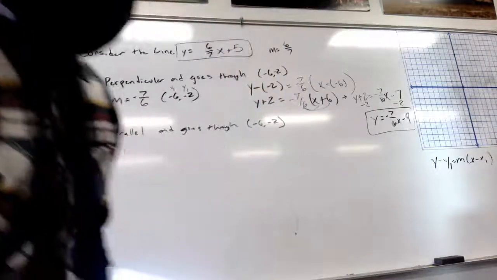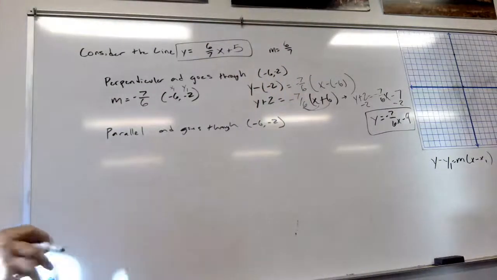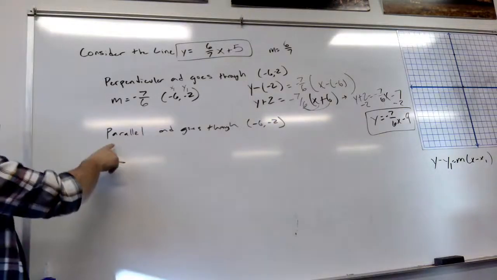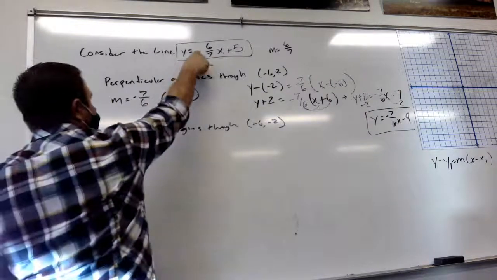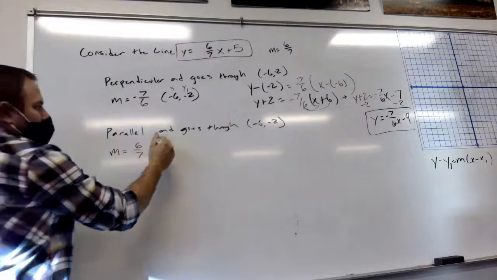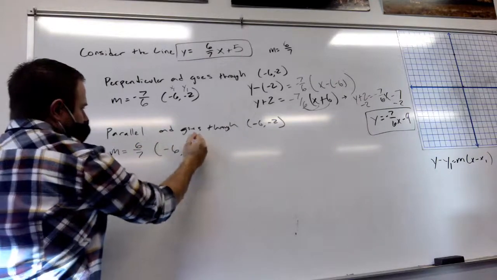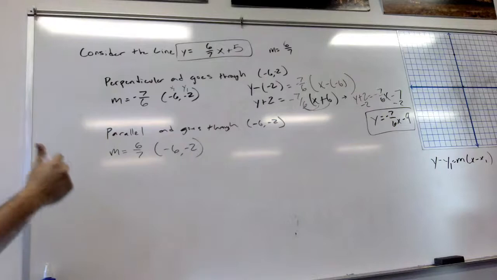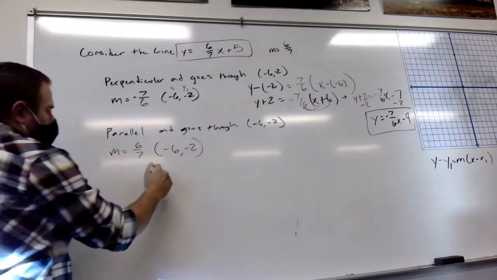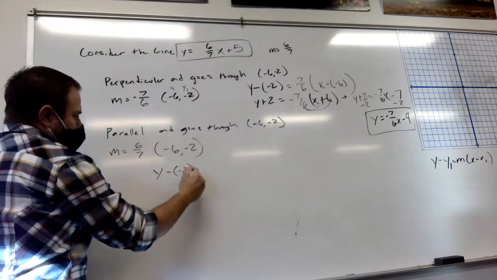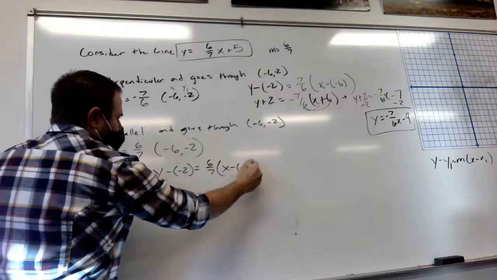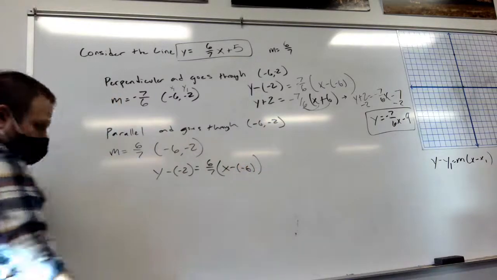Oh yeah, we're good. Okay, now we're going to go to parallel. You guys ready? So what's the slope of a line parallel to this one? Our slope is 6/7 and our point is negative 6, negative 2. So here we go. We're going to plug them into point slope form first. y minus negative 2 equals 6/7 times x minus negative 6.